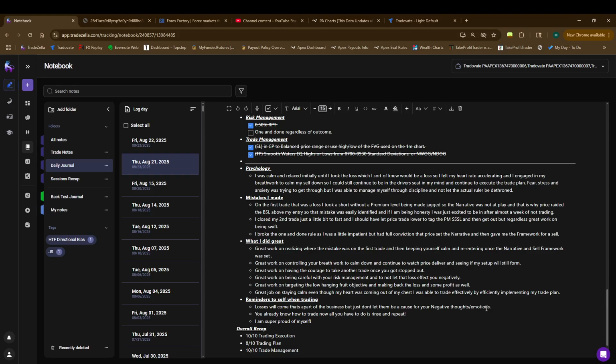So going back into the psychology for that day, let's review this real fast. I was calm and relaxed initially until I took the loss, which I sort of knew would be a loss, so I felt my heart rate accelerating, and I engaged in my breath work to calm myself down so I would still continue to be in the driver's seat in my mind and continue to execute the trade plan. Fear, stress, and anxiety was trying to get through, but I was able to manage myself through discipline and not let the actual ruler be dethroned. So I think that's really good.